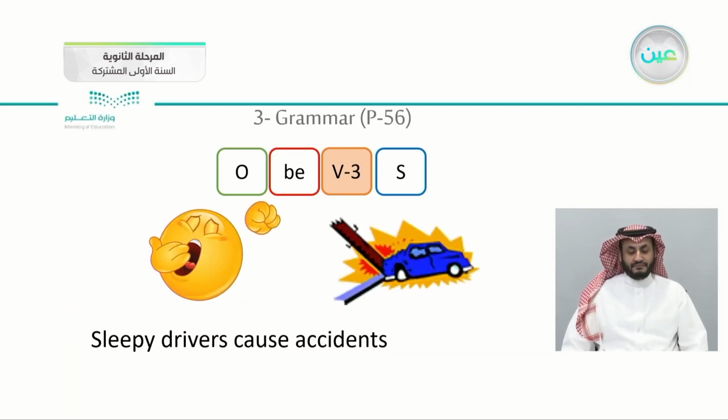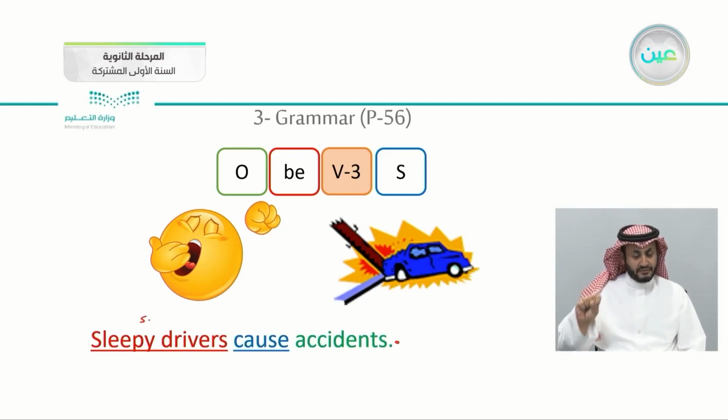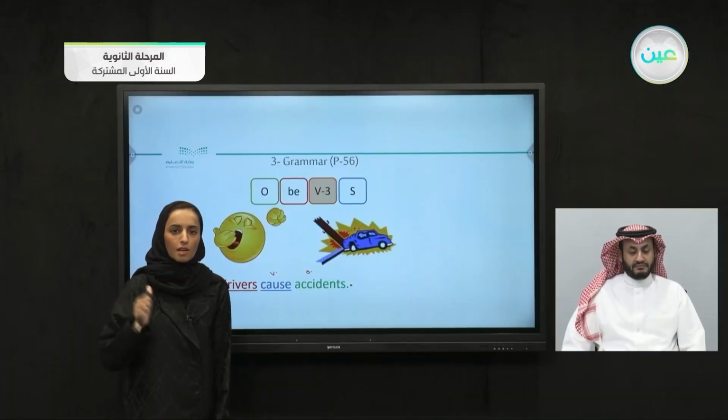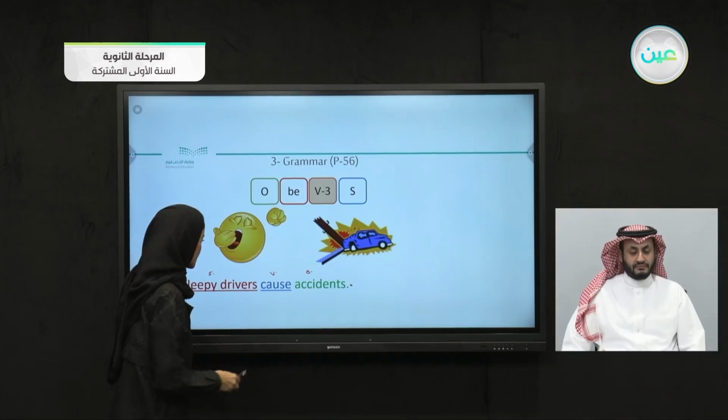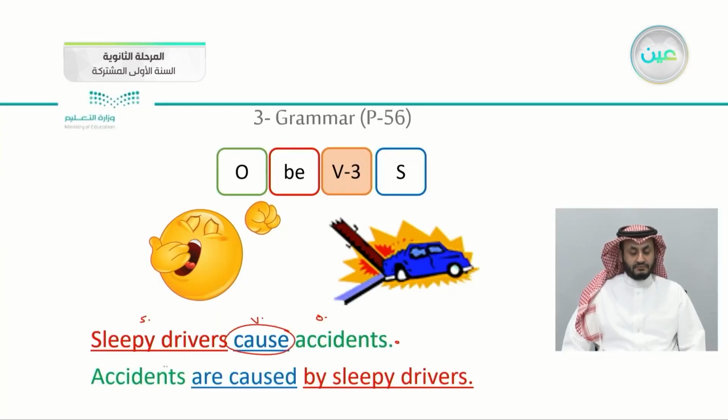One more in here, and this one is the last one. Sleepy drivers cause accidents. A full stop because it's a sentence. What is the subject? Who does what? So sleepy drivers is the subject. It's actually the drivers. Verb, we're having cause, accidents as the object. So the drivers cause accidents. Not all of them, the sleepy ones. This one is in the present tense. So I will say accidents are caused by sleepy drivers. Are because it is in the present tense.